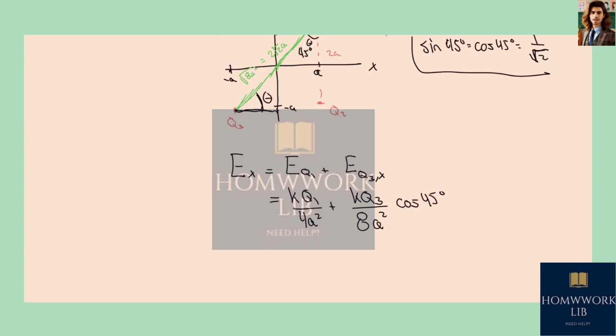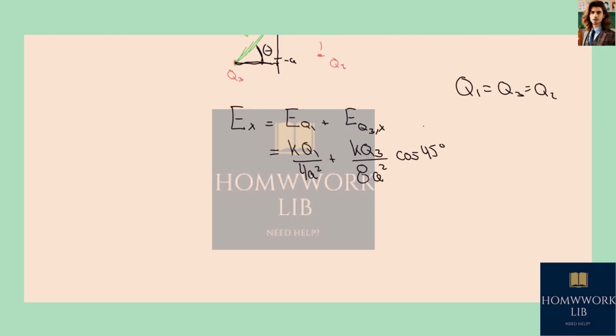We also know that Q1 is going to be equal to Q3, and this is also going to be equal to Q2. So in this case, the electric field in the x direction would be kq divided by a squared multiplied by the factor 1 over 4 plus 1 over square root of 2 times 8. And this is going to be in the positive i direction.